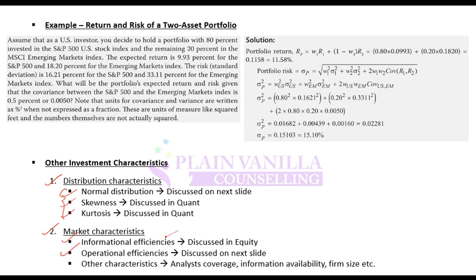Operational efficiencies. Informational efficiencies means how quickly information gets priced into the prices of the market. Operational means lower cost, so lower transaction cost or whatever, and indirectly would mean higher liquidity as well, because if liquidity is higher, then transaction costs are lower. Other characteristics include analyst coverage. If there are more analysts covering something, then liquidity is higher or the market is more efficient. Information availability, firm size, etc. All these are other characteristics that contribute to return and risk, or that help analyze the risk.